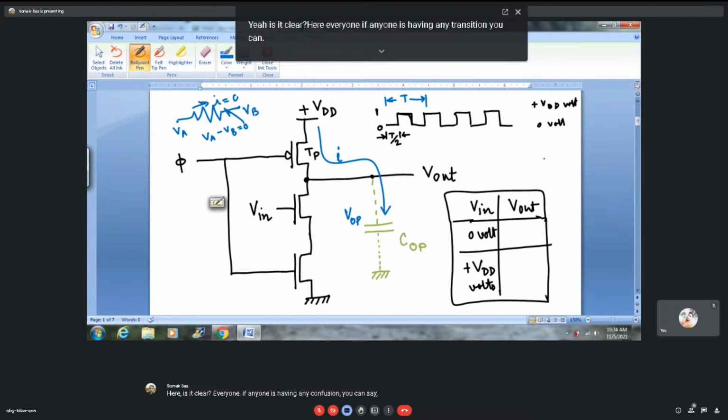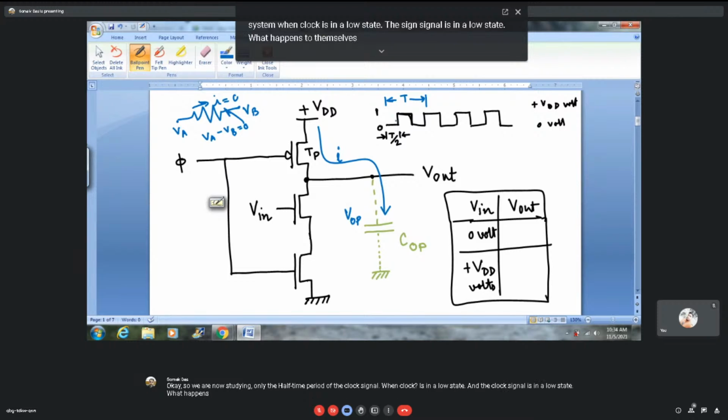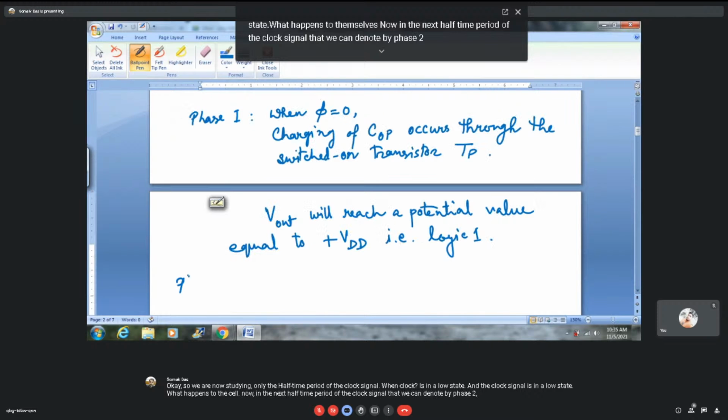Okay, so we are now studying only the half time period of the clock signal when the clock is in a low state. When the clock signal is in a low state, what happens to the circuit? Now, in the next half time period of the clock signal, that we denote by phase 2.